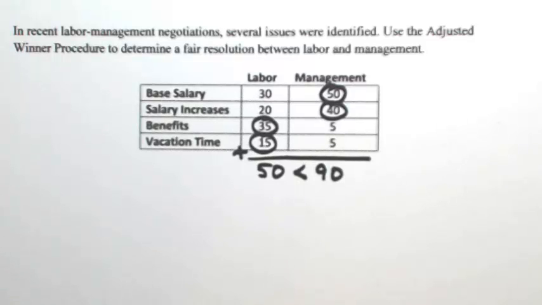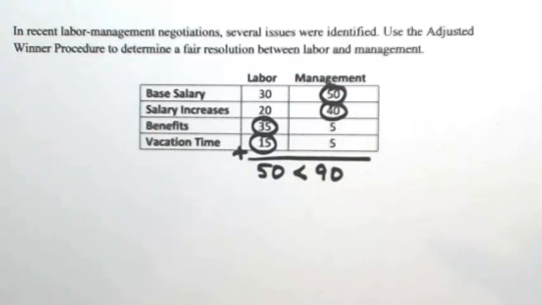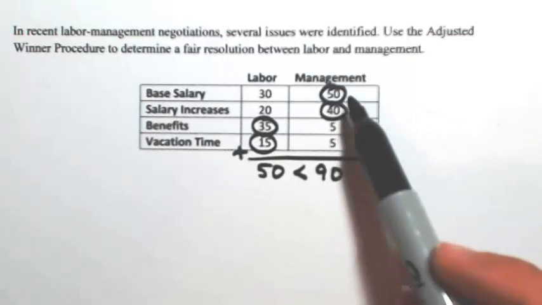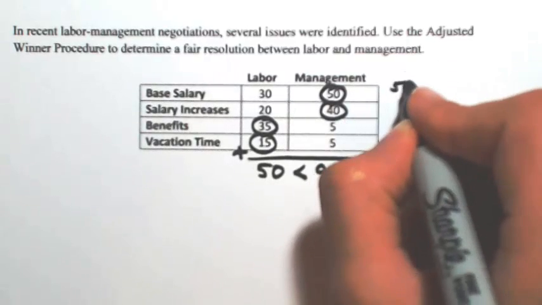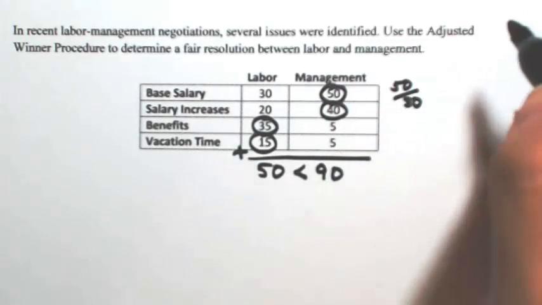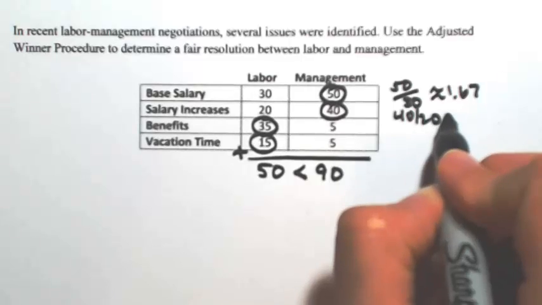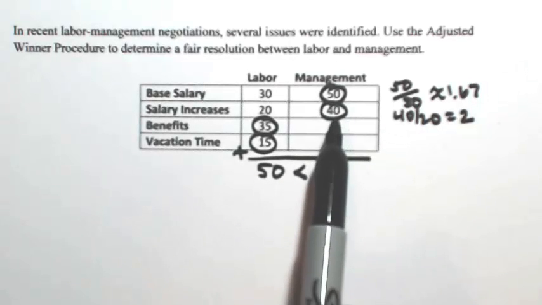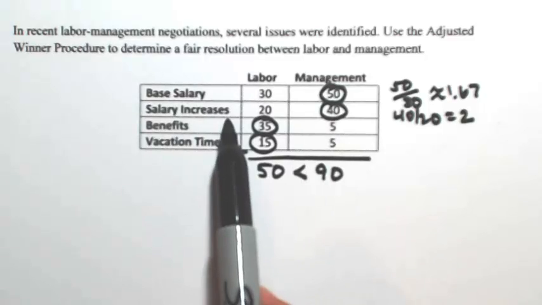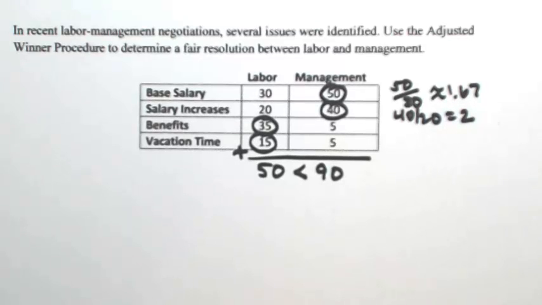The way we're going to figure out what they're going to give up is by figuring out the point ratio of the items that they have. So with management, we're going to look at the base salary and the salary increases. So we're going to divide out the points to see which one is closer to 1. So with management, we have 50, and labor, we have 30, so 50 to 30. Dividing that, we get about 1.67. 40 to 20 would be exactly 2. So that means that management values salary increases twice as much as labor does. So the closer we are to 1, the more that they value that item about the same.